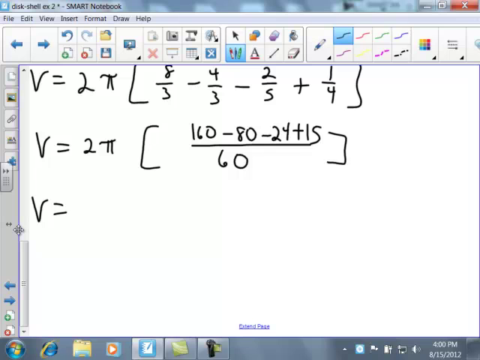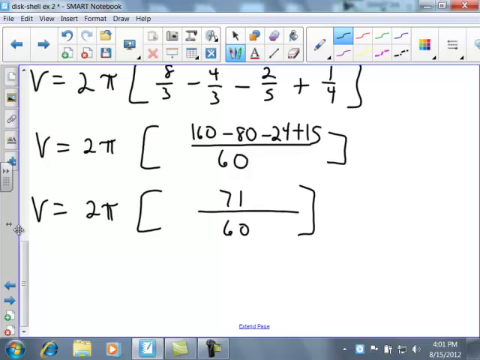Alright, so my volume is going to be 2 pi times, let me just double check myself, so 20 times 8 gives me 160, 20 times 4 gives me 80, and then 2 times 12 gives me 24, and then 1 times 15 gives me 15. Just double checking myself there. Alright, so I have 60 for my denominator. So 160 minus 80 is going to give me 80. 80 and 15 is going to be 95, and then 95 minus 24 is going to give me 71, luckily.